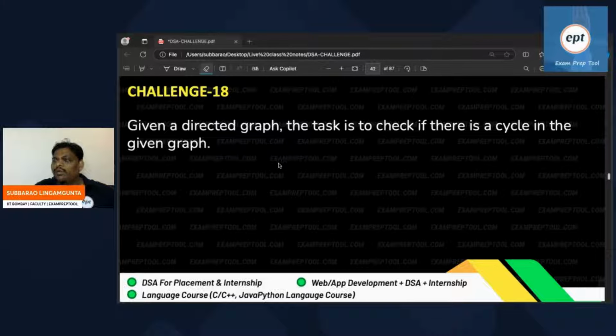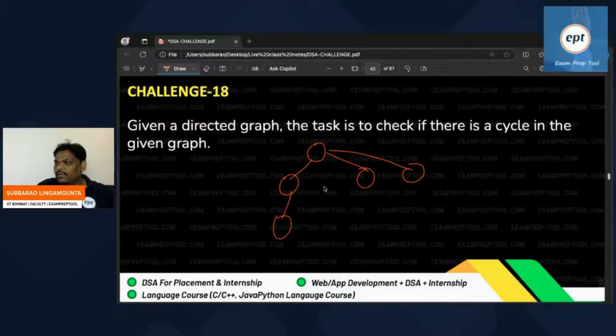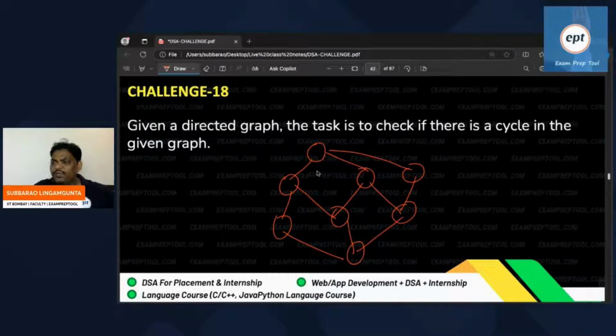Can you see? One directed graph is given. Let me take one directed graph. Whatever way you want, you can write some directed graph. I will give directions within a few minutes. I have to give directions. I am giving them now.